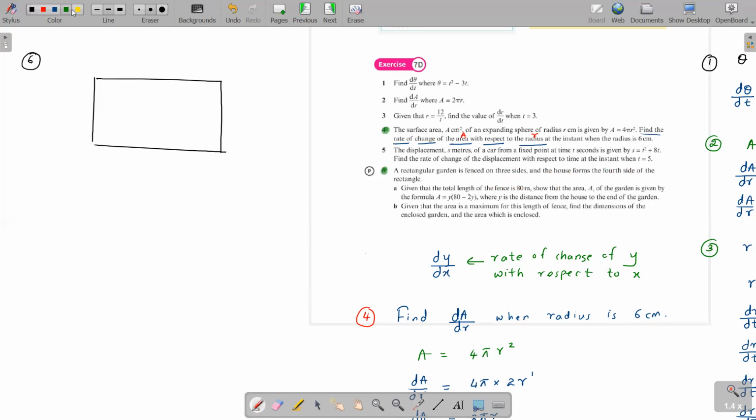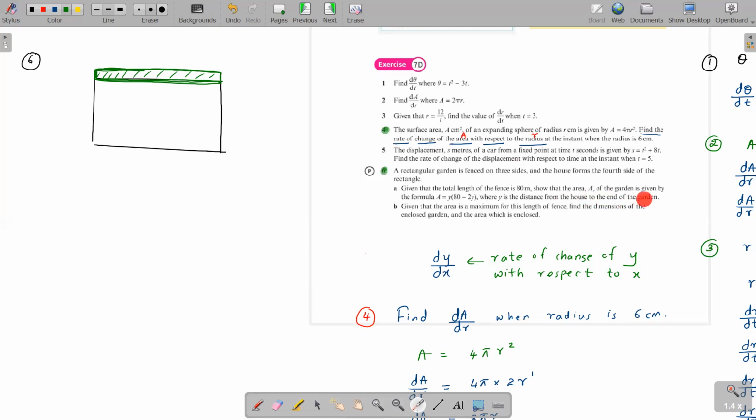Do you understand? So this side you have the house. That means we don't have a fence here. So this is your fence. Fence is there only on 3 sides. Are you with me? Now they are saying, given that the total length of the fence is 80 meters. The total length of the fence is 80 meters.